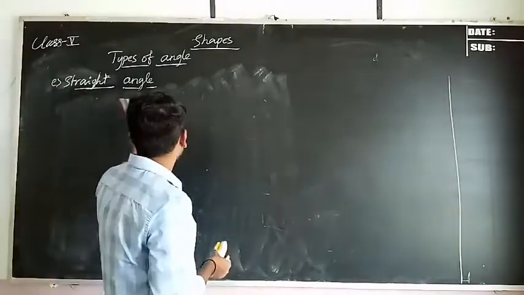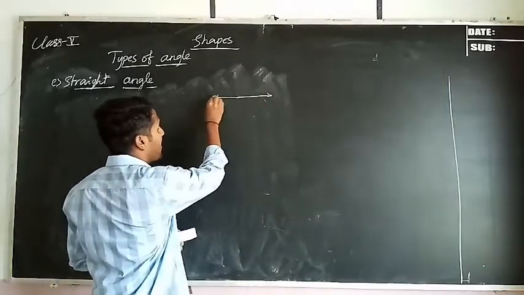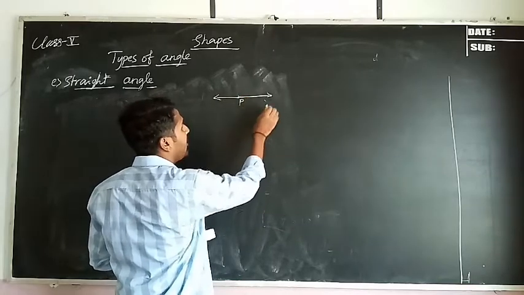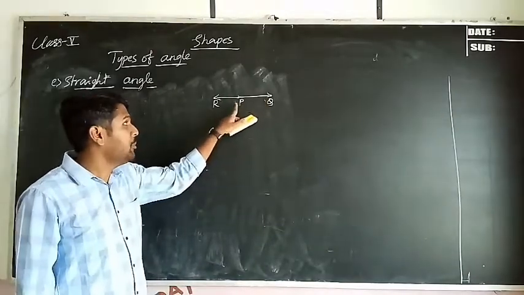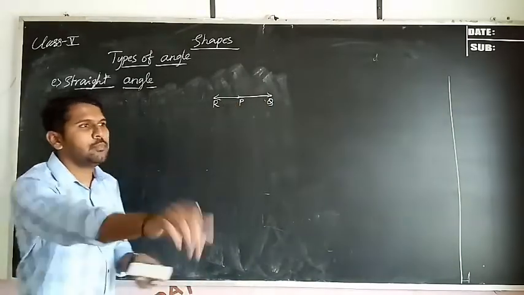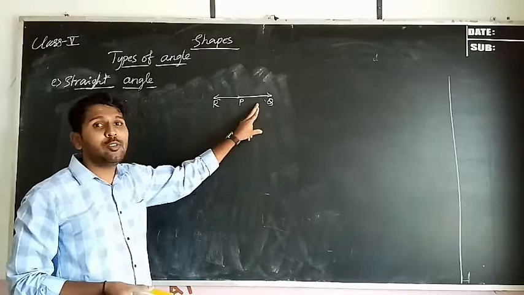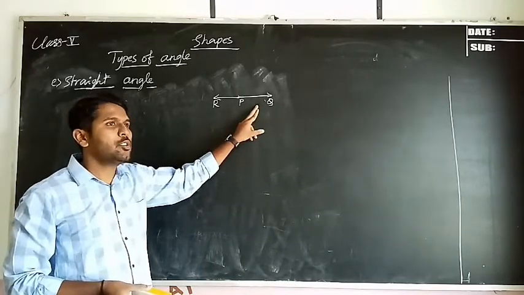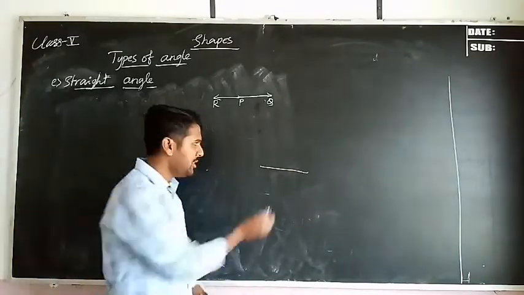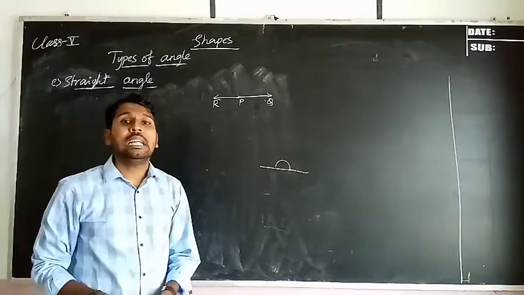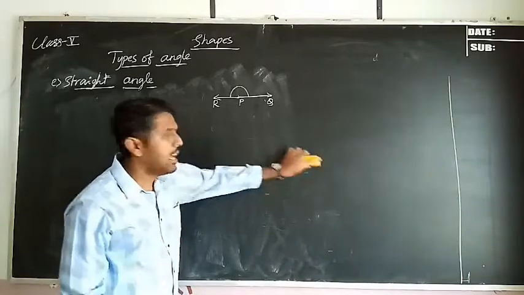So what is the definition of a straight angle? First represent P, Q and R. So first PQ is the initial ray, PR is the final ray. What is the definition of a straight angle? The measure of an angle is exactly equal to 180 degree, it is called a straight angle. Straight means straight line, no? A straight line means you will get exactly 180 degree.